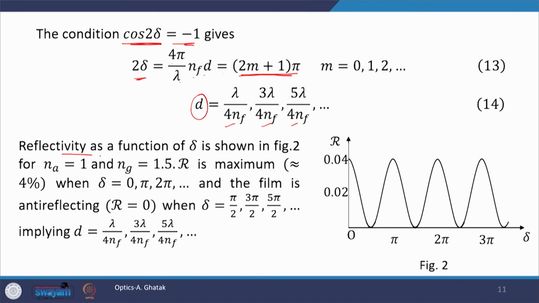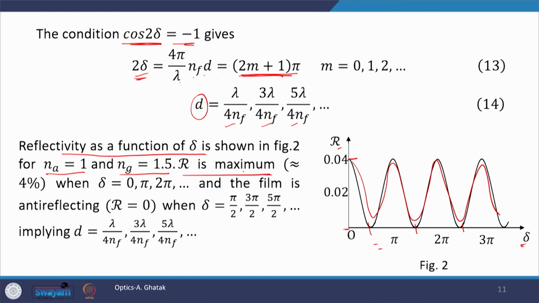Now, reflectivity as a function of del is shown here. You see that if you vary del, then reflectivity varies periodically. The maximum value of reflectivity is 0.04 and the minimum is 0. Whenever del satisfies this condition, we get a minima here. This figure is drawn for Na equal to 1 and Ng equal to 1.5.